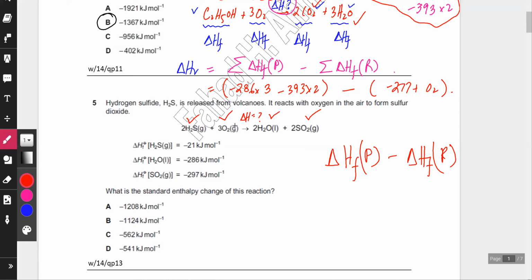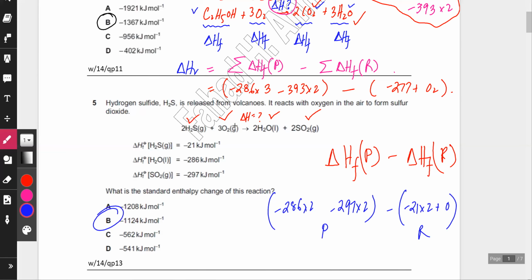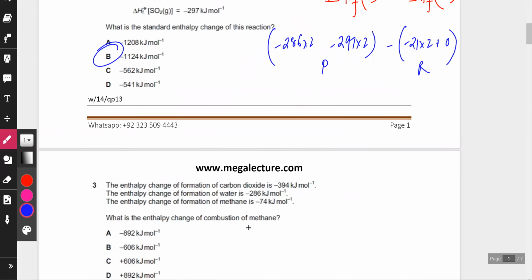I got B. You got B. So basically, just tell me what the expression is. That's going to be products minus reactants. So 2 water molecules, that's minus 286 times 2. 2 SO2 molecules, that's minus 297 times 2, that's your products, and minus the reactant, which is minus 21 times 2. And the other one is 0. Right? Is this what's giving you B? Yeah, that's what I did. Okay, so B is the correct option.